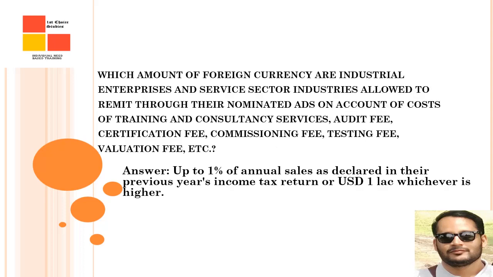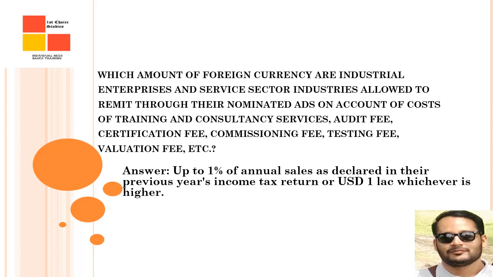Which amount of foreign currency are industrial enterprises and service sector industries allowed to remit through their nominated ADs on account of costs of training and consultancy services, audit fee, certification fee, commissioning fee, testing fee, valuation fee, etc.? Answer: up to 1% of annual sales as declared in their previous year's income tax return or $1 lakh, whichever is higher.